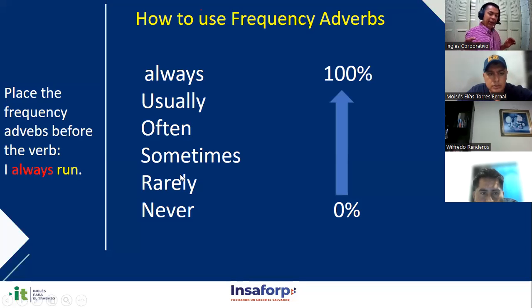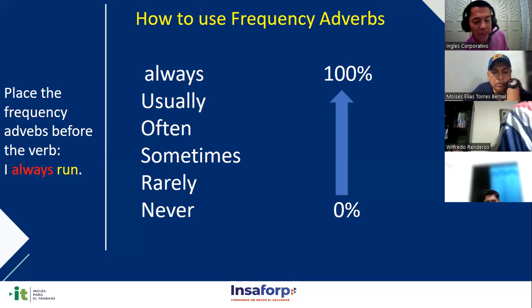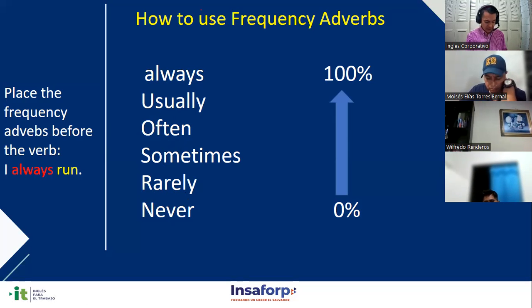Okay, now we have the introduction. Now, what is the ponderation of every frequency adverb? Notice that I have here six frequency adverbs: always, usually, often, sometimes, rarely, and never. We can say others like almost always, almost never, seldom, generally, normally, occasionally. So these are frequency adverbs, but these are the most common.